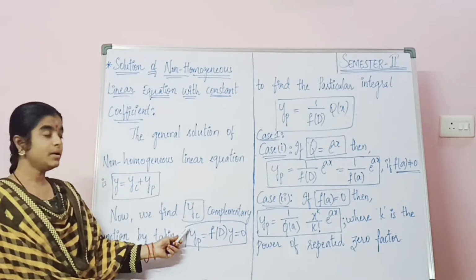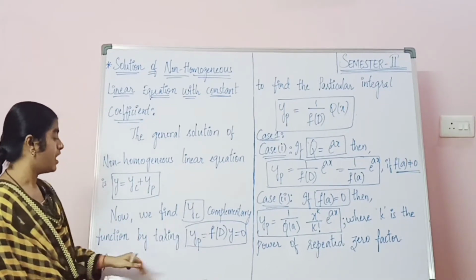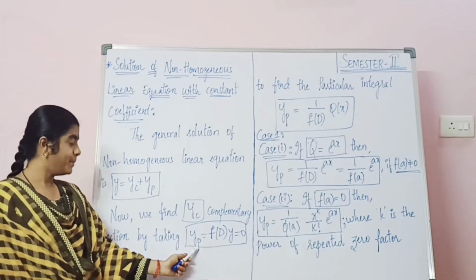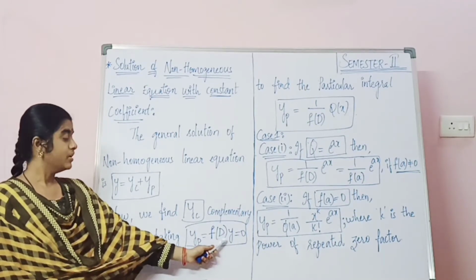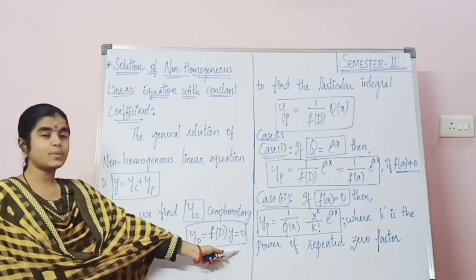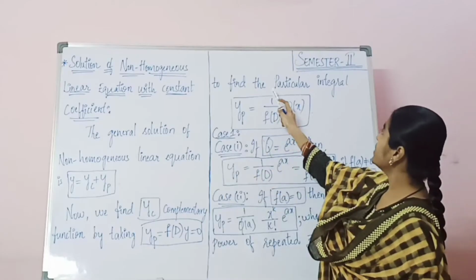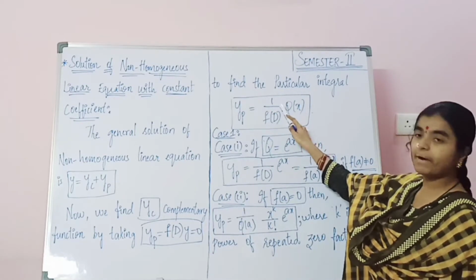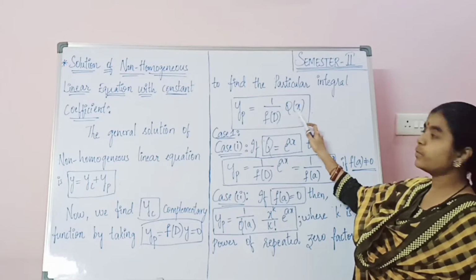Now we find yc, that is the complementary function. How can we find the complementary function? By taking f of D into y equals 0. For finding a particular integral, what is yp? yp equals 1 by f of D into Q of x.